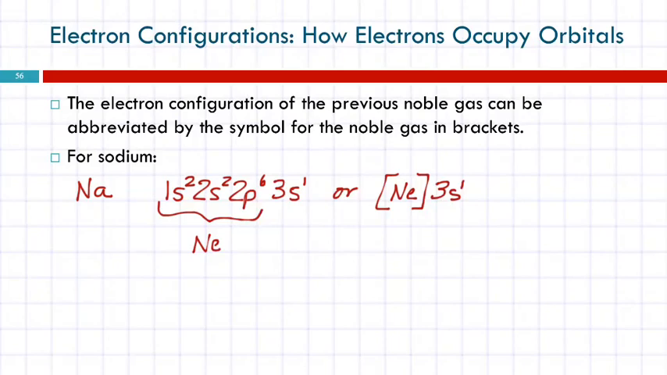You only use the noble gases. You can't say that magnesium is sodium and this one extra thing. It's always the noble gases. Sometimes called the noble gas shorthand.